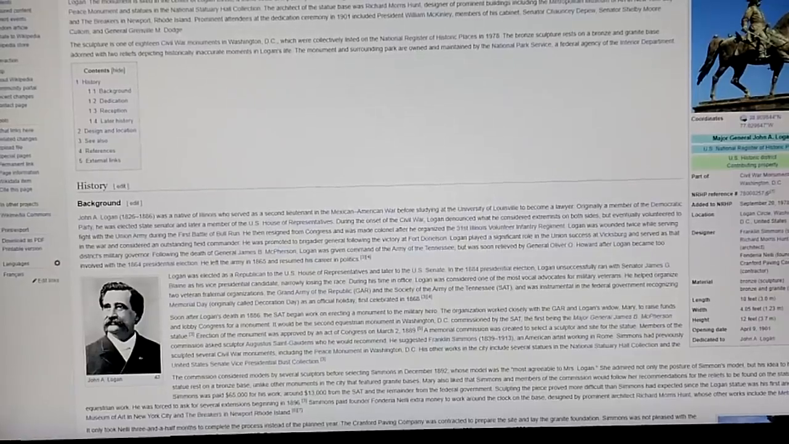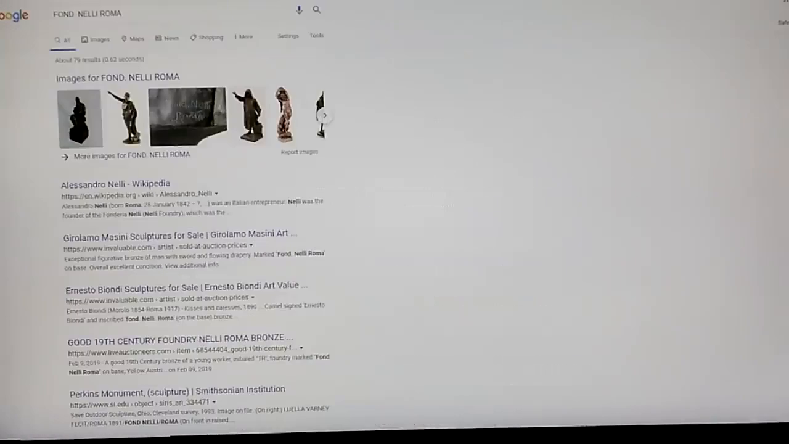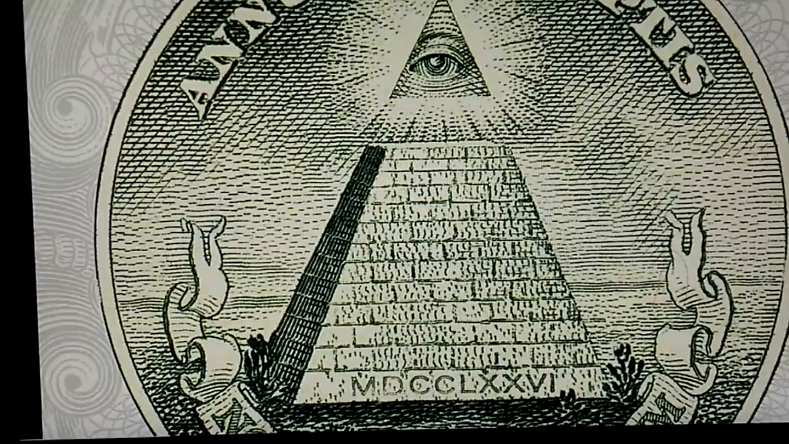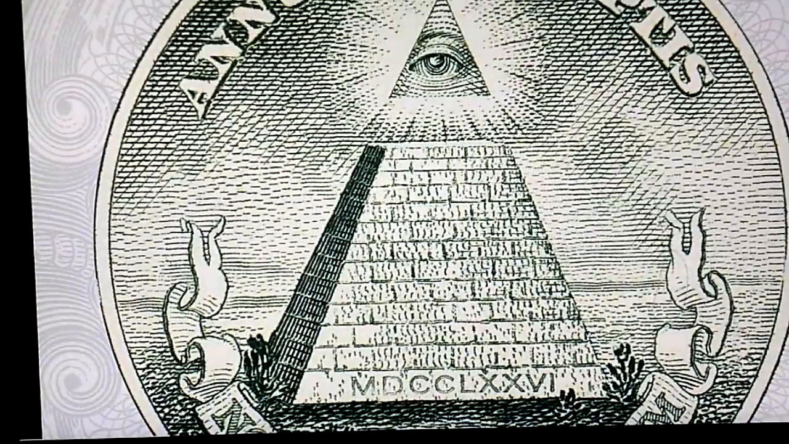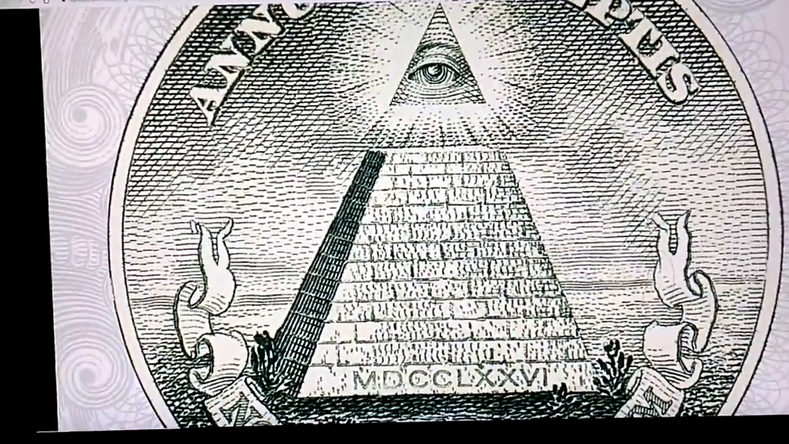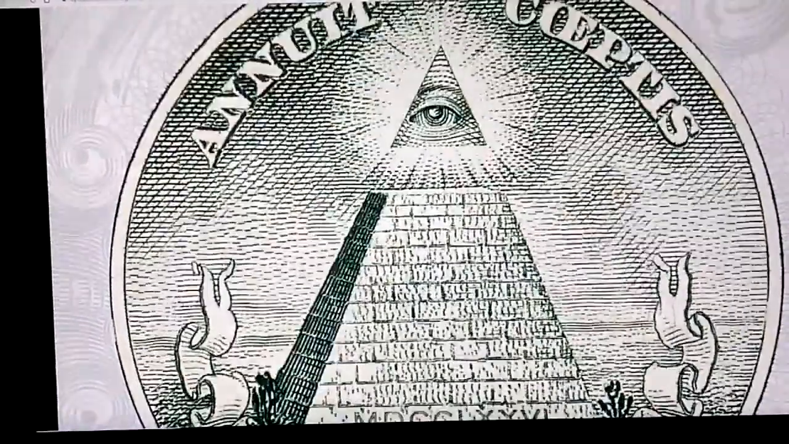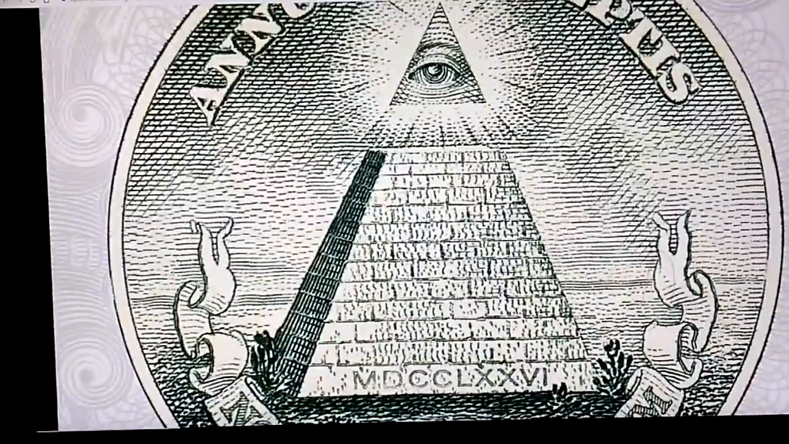But anyway, one of the inscriptions is Fond Nelli Roma, if anybody wants to look that up. F-O-N-D period, space, N-E-L-L-I, space, R-O-M-A. And I'm going to look more into that, but I'll let you guys get a head start on me on that. So anyway, not a pyramid. It's a trapezoid that's just unfinished.